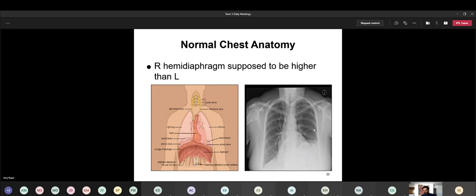So when we look at this X-ray here, this is the right hemidiaphragm, and this is the left hemidiaphragm. So there's our marker for reference. So this is the patient's left side. So her left hemidiaphragm is way up here compared to the right hemidiaphragm. Now, the problem, it's got to be some kind of paralysis going on.